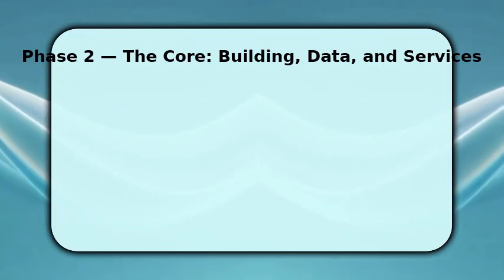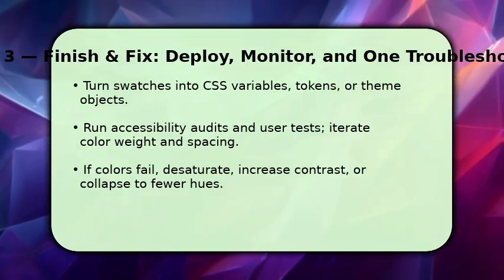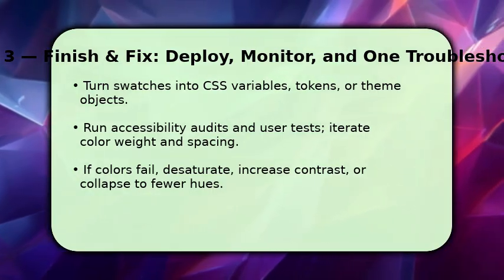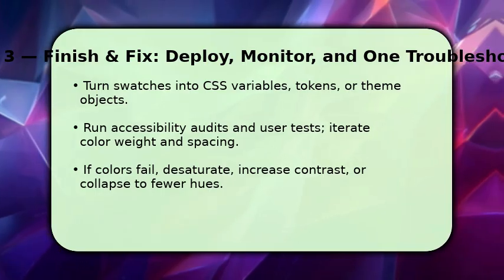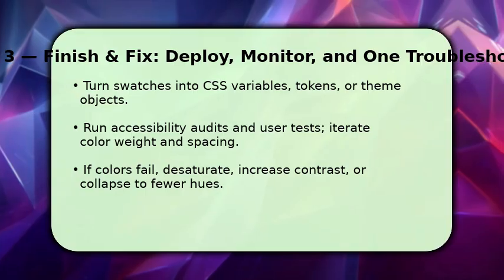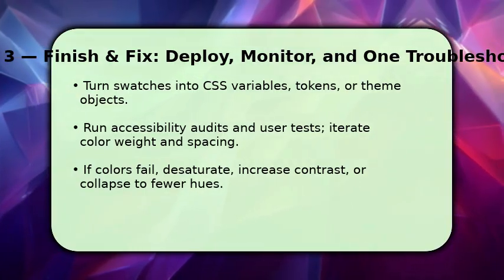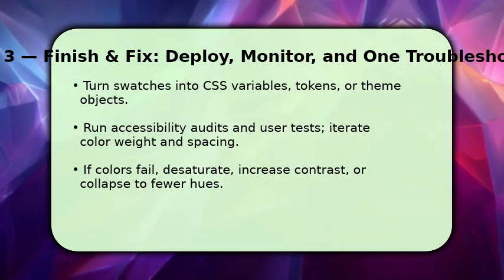You implement colors as variables in CSS, theme objects, or design tokens so components inherit styles predictably. Explain why this matters. It speeds theming and reduces bugs. Once done, run automated accessibility audits and quick user tests. Make sure to observe tap targets and text readability under real conditions.